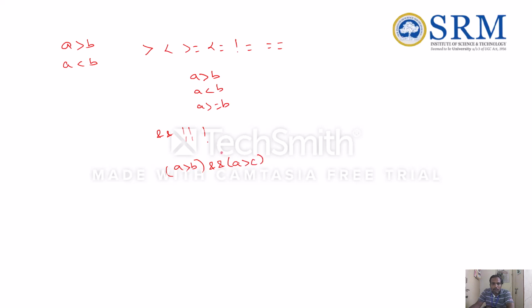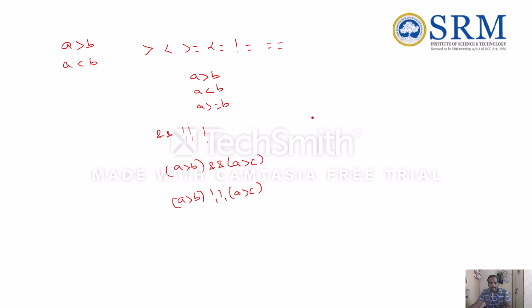That means, with the logical operator and, both the relations have to be true, have to be satisfied. Then only it will be considered true. Then for the other operator, a greater than b or a greater than c, this means that if any one relation is true, this will be satisfied. Like this we can frame the conditions using relational as well as logical operators.